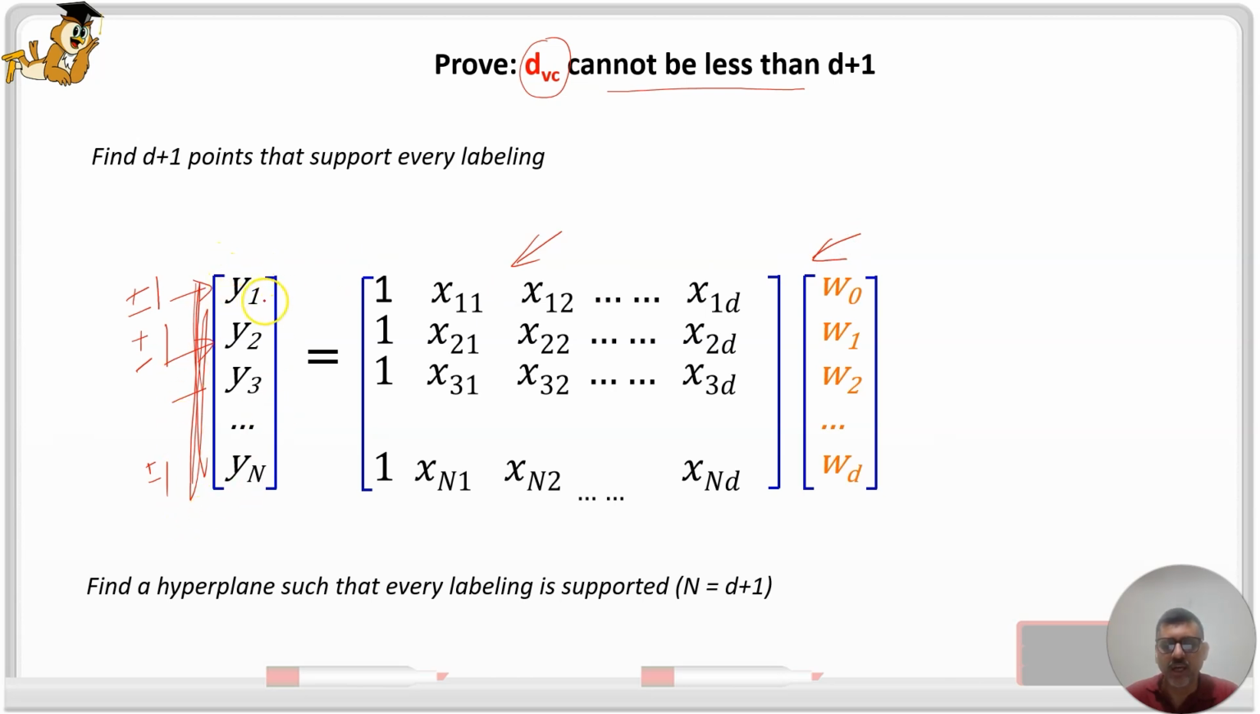Okay, and what I have in my hands are the values of the x's, which are the coordinates of the points in question, right? So I have to find the x's such that no matter what labelings of y you give me, I can always find a w. In other words, I can find a hyperplane. These are the parameters of the hyperplane. These are the constants of the hyperplane, such that every labeling is supported, right? And I am going to choose n equal to d plus 1 to show this.